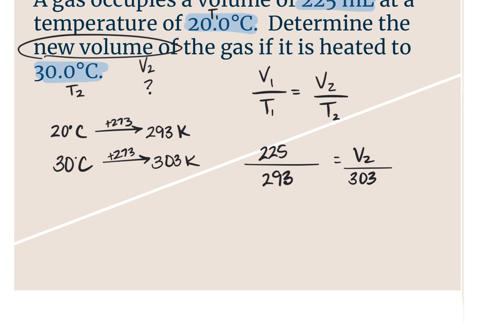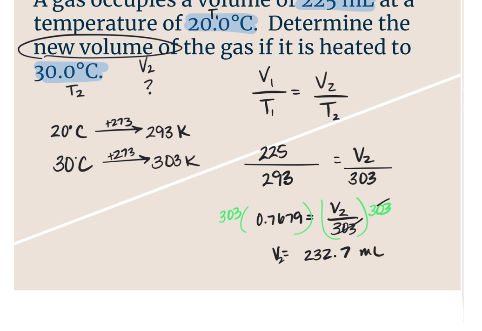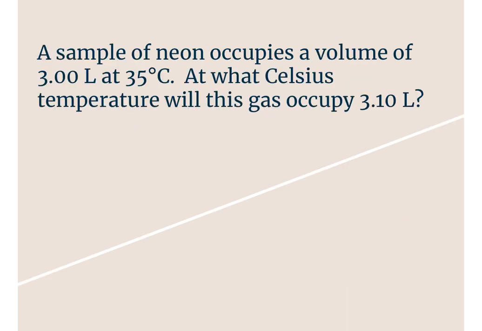So I just solve the fraction on the left side. That's 0.7697 equals V2 over 303. Then I'm going to multiply both sides by 303 to get rid of that in the denominator, so those will cross out. So then V2 is equal to 232.7 mLs, and with correct sig figs, 233 mLs.